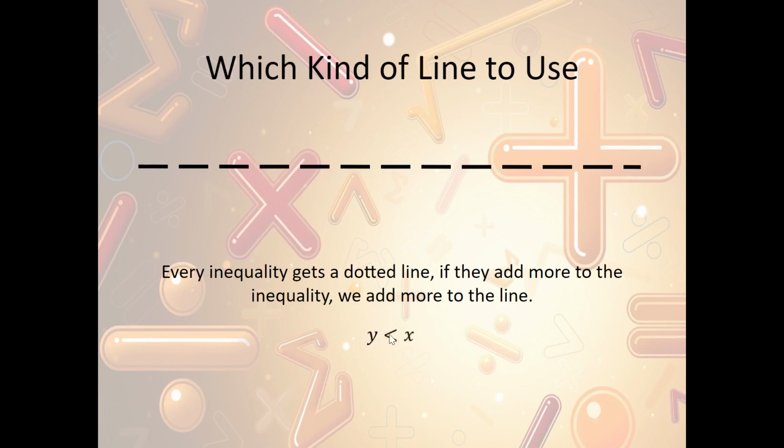So in this case, we have y is less than x. Well, I'm looking if they added anything extra, meaning, did they add the bar here? If they didn't, which in this case they didn't, we'll leave it as it is and it stays as a dotted line.